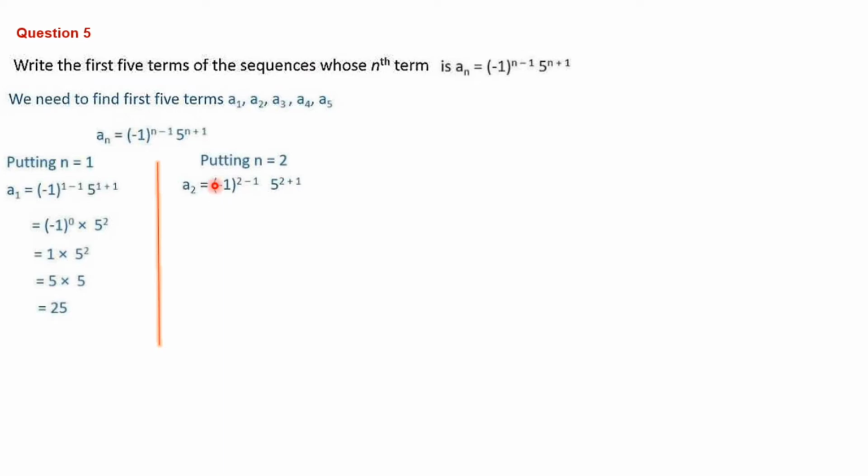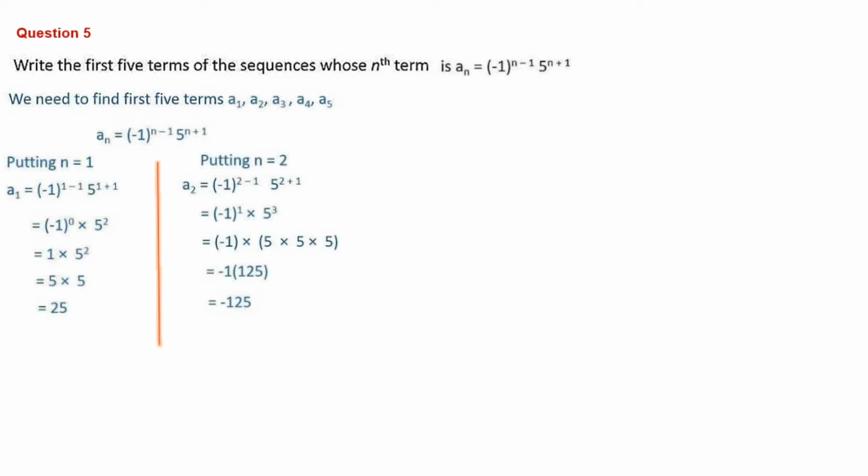So a2 is equal to minus 1 the whole power 2 minus 1 into 5 power 2 plus 1. Then minus 1 the whole power 2 minus 1 is 1 into 5 power 2 plus 1 is 3. Minus 1 the whole power 1, power is an odd number, so minus 1 will be coming, into 5 cube. 5 cube means 5 into 5 into 5. Or else we can directly write 5 cube as 125. So minus 1 into 125, that is minus 125.